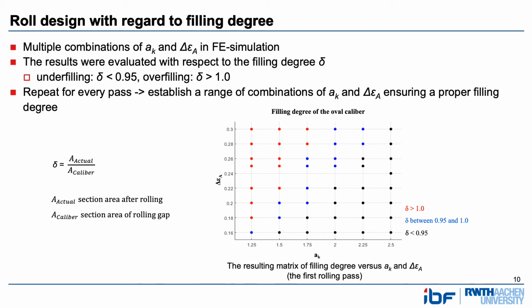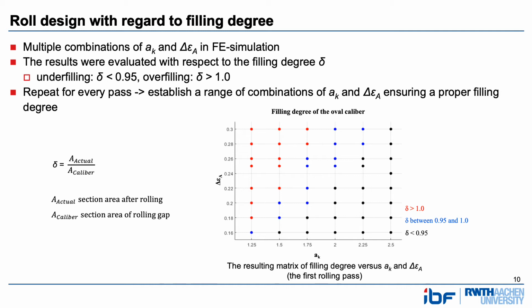An analysis based on FE simulations was conducted to determine the allowable variation of the axis ratio and the area reduction, avoiding filling problems. We tried and simulated multiple combinations of axis ratio and area reduction and evaluated the results with respect to the filling degree, using a threshold of 0.95 for underfilling and 1.0 for overfilling.